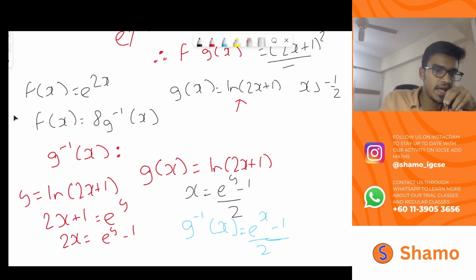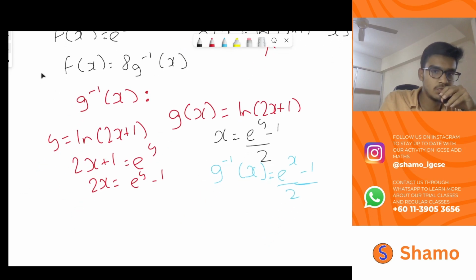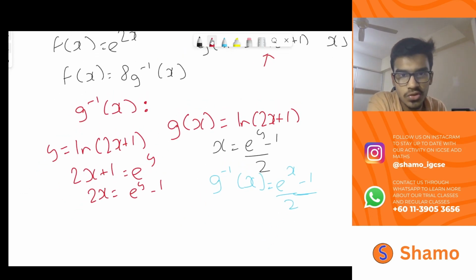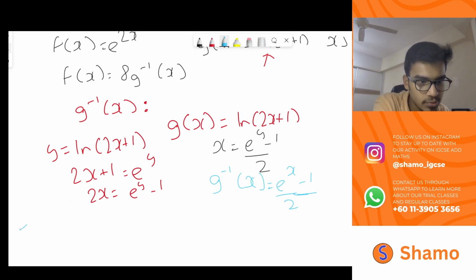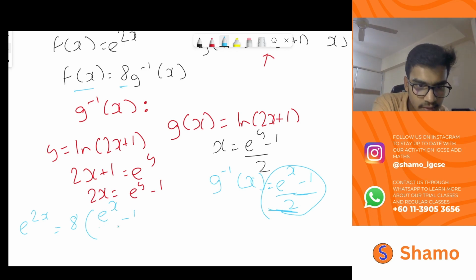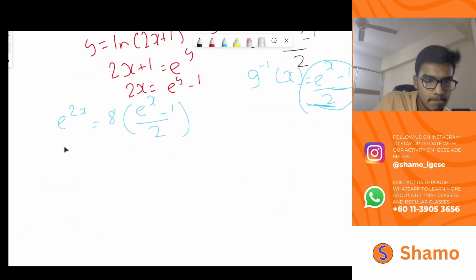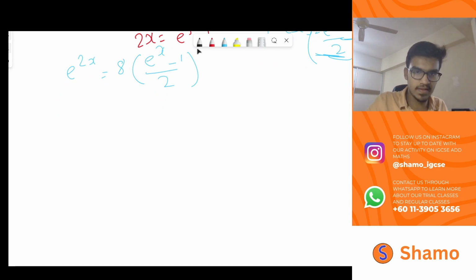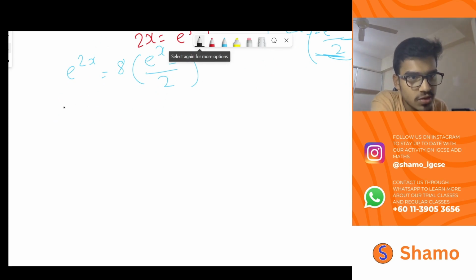Now let's solve the equation they want. f(x) is equal to 8 g inverse x. So to show the functions, f(x) is e to the power 2x, so e to the power 2x is equal to 8 times g inverse x, which is what we just found: (e to the power x minus 1) divided by 2. You have to solve for x in this. Very good. I hope every one of you got the same thing till here, because I assume you solved this on your own as well.